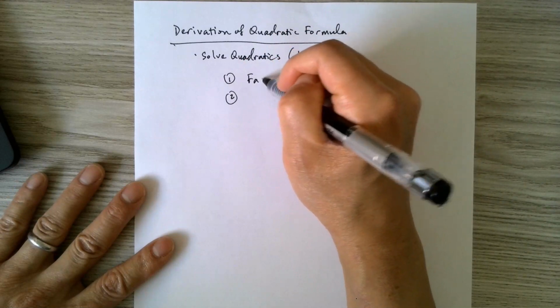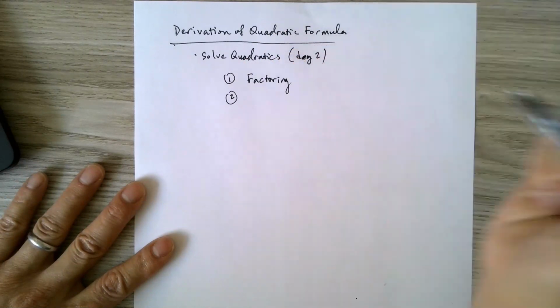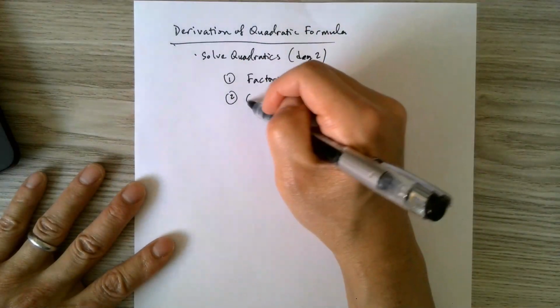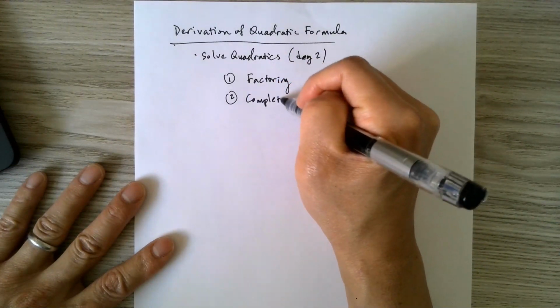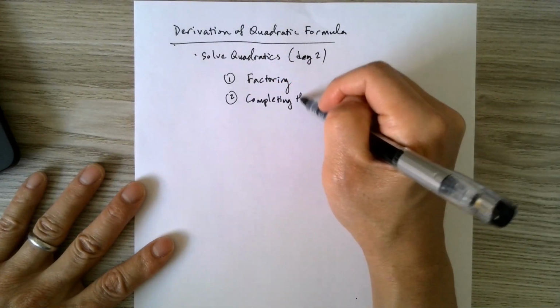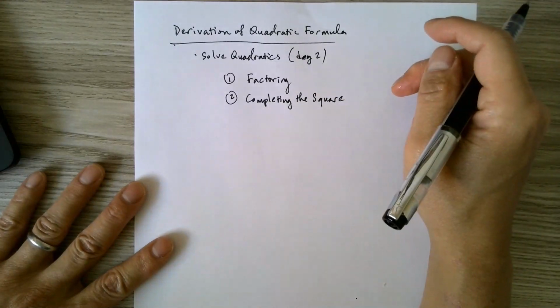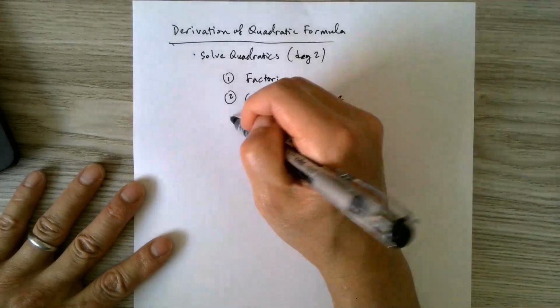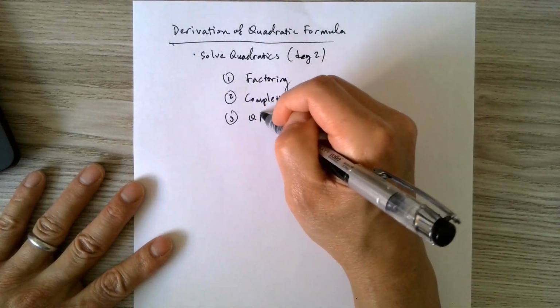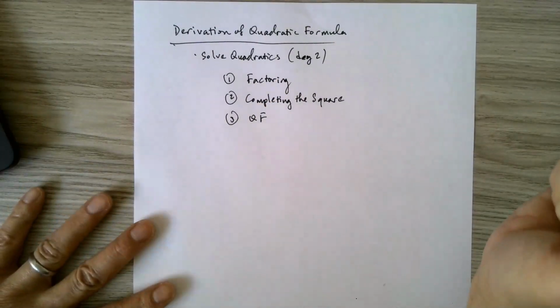We already have two other ways of doing that. We have factoring, and we have completing the square, which we did last time. So the third one is the quadratic formula. But first we have to derive it.